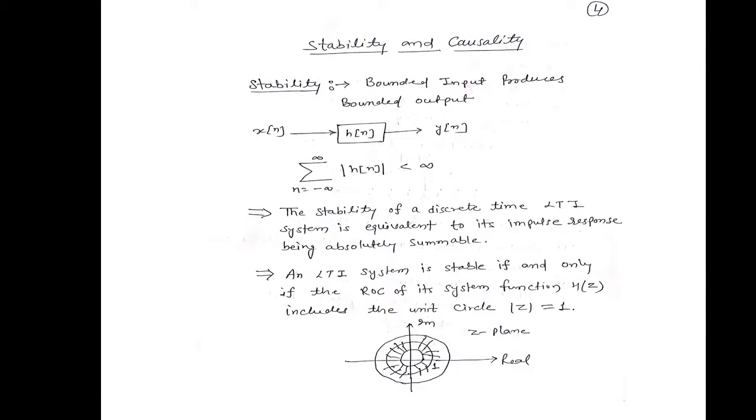So in the Laplace transform for continuous time signals and systems, there was a j omega axis, and equivalently in the Z transform there is a unit circle. Unit circle means the radius of that particular circle is 1. So in the stability condition the ROC must include the unit circle. If the ROC includes the unit circle, then it is a stable system. And the second condition is that the sum of mod h of n must be less than infinite.